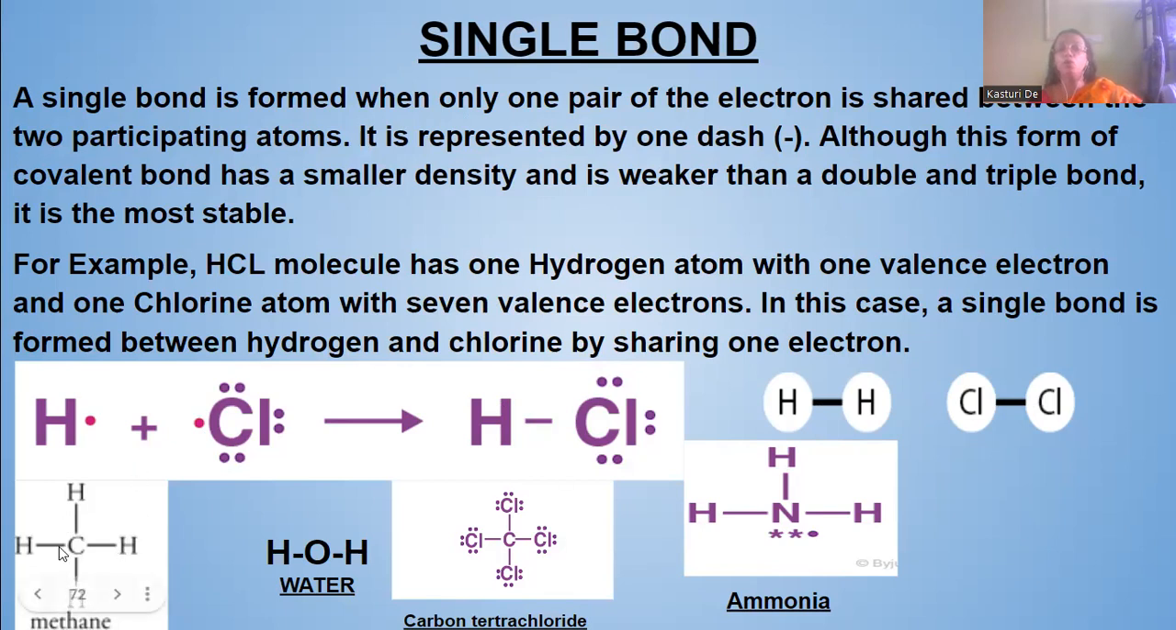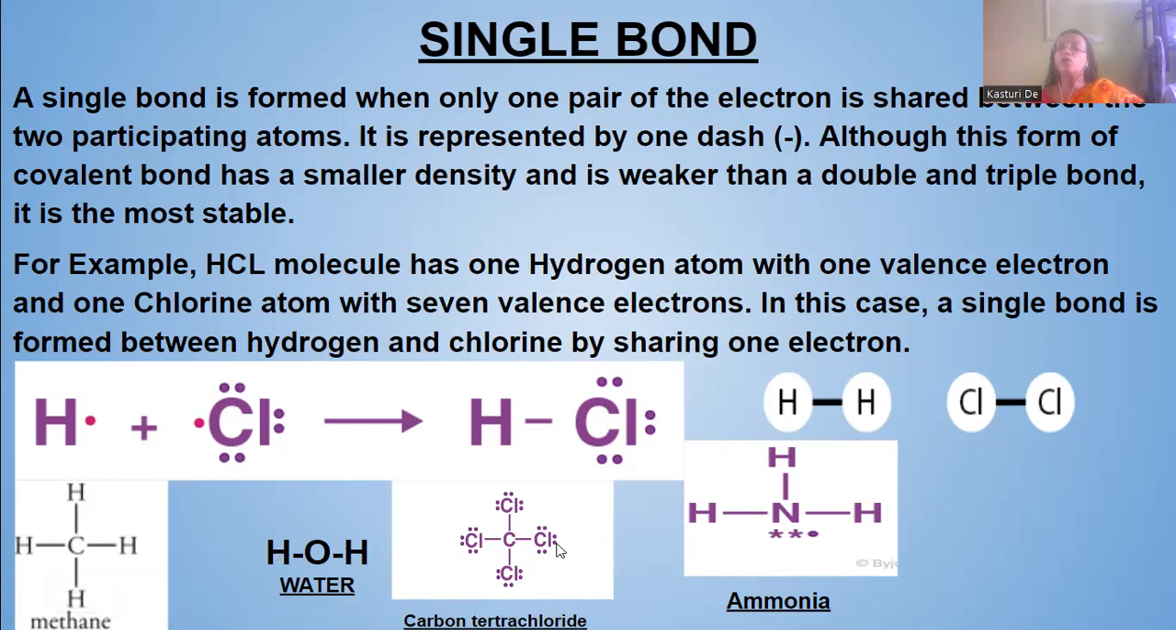Then methane also. One carbon has 4 electrons on its valence shell and each hydrogen has 1 electron on its valence shell. So one carbon atom has 4 electrons, and each electron from the carbon will share with one electron of a hydrogen atom, forming methane, that is CH4. Water has 2 electrons on its outermost shell, so it will share with 2 hydrogen atoms.